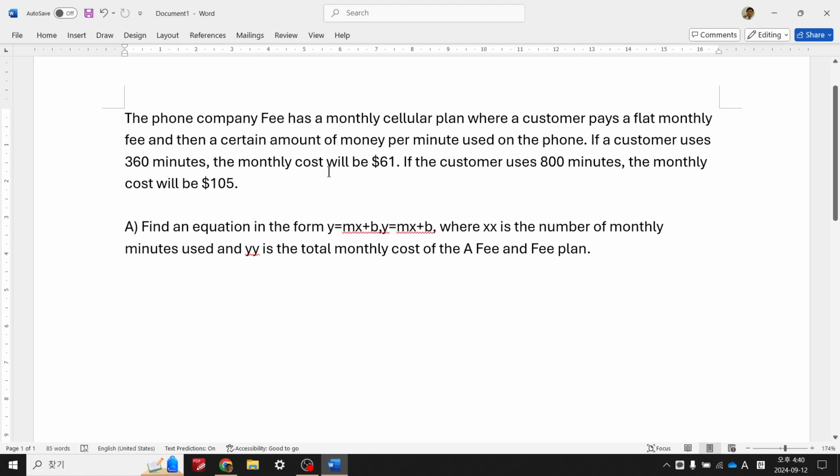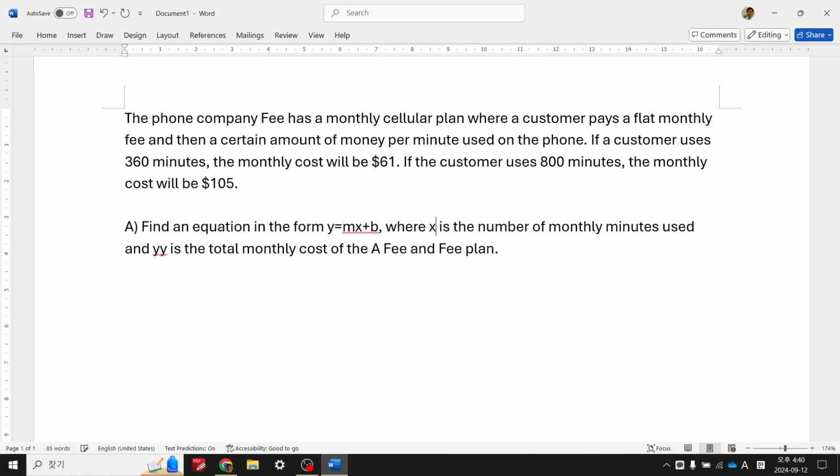Now these numbers, 360, 61, 800, and 105, these will be different for you. So don't expect to copy the answer to this question and your online homework will accept the same answer, okay? So you need to know how this is done. Okay, so let's read the first question. Find an equation in the form of y equals mx plus b, where x is the number of monthly minutes used and y is the total monthly cost of the plan.